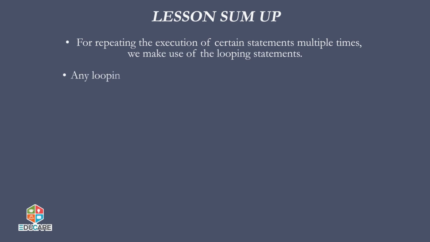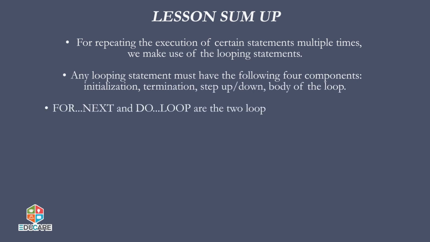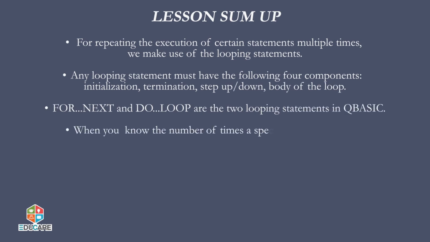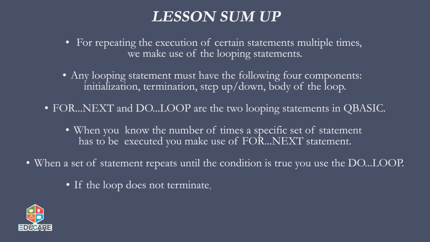Lesson sum up. For repeating the execution of certain statements multiple times, we make use of the looping statements. Any looping statement must have the following 4 components: initialization, termination, step up or down, body of the loop. For next and do loop are the 2 looping statements in QBasic. When you know the number of times a specific set of statements has to be executed, you make use of the for next statement. When a set of statements repeats until the condition is true, you use the do loop. If the loop does not terminate, it is called an endless or infinite loop.